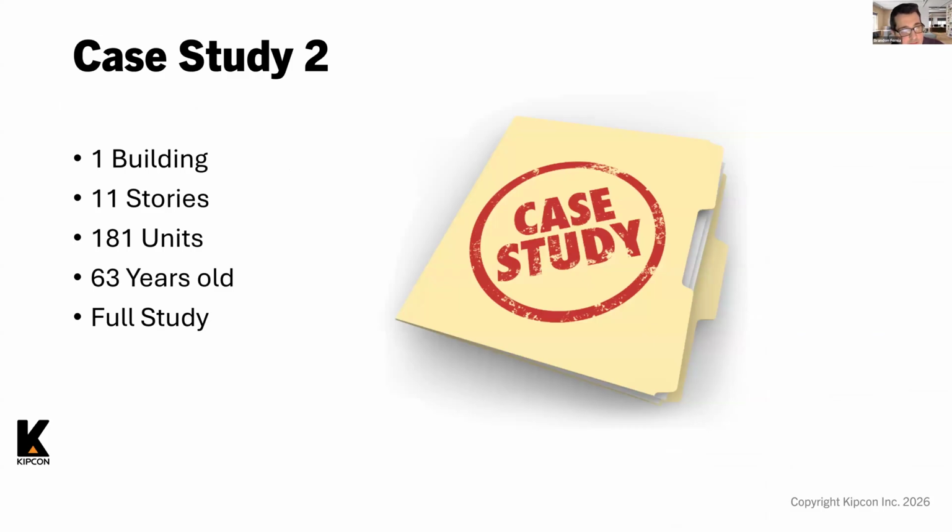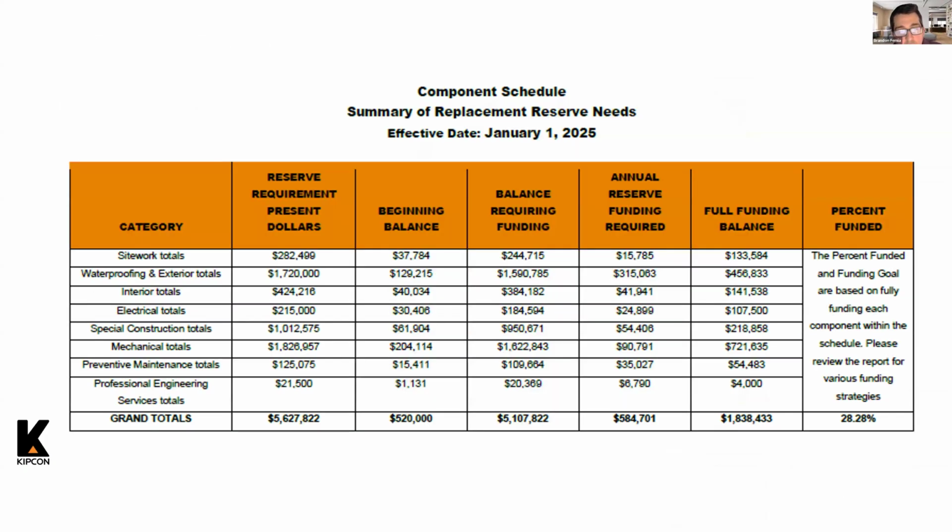Okay, so this case study number 2, a little bit more extreme. This building is also 11 stories, a lot larger, 181 units, 63 years old. This is also a full study. So you can see that going back to what we were looking at earlier, they now have $5.6 million if they needed to remove and replace everything one time. So a lot different than the 500,000 we were just dealing with in the last instance.